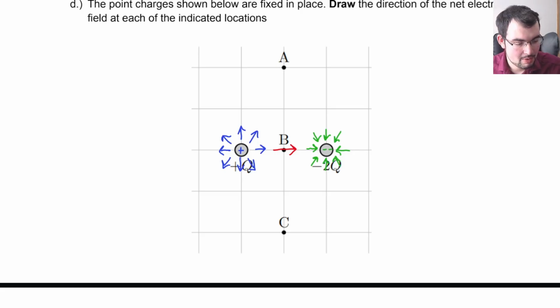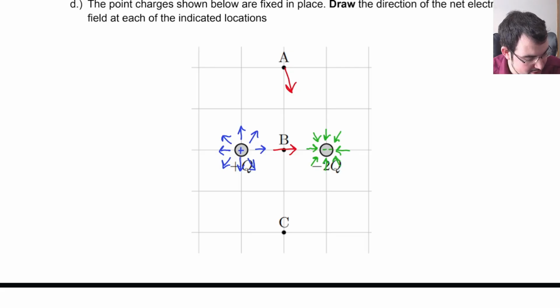Then at A, I know that my positive charge is trying to push me away, and I know that my negative charge is trying to pull me towards it. But also that negative charge is going to have a larger pull because it's a bigger charge. So it's going to be pulled down and to the right, but sort of more down. So it would be more down than right.